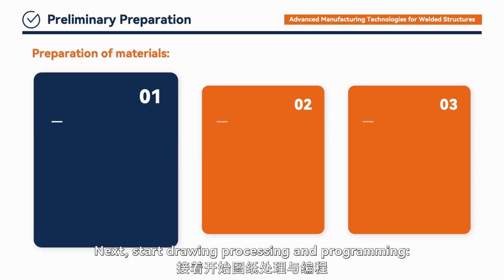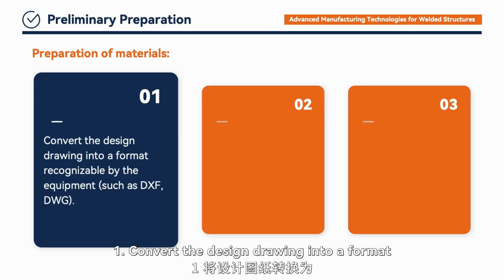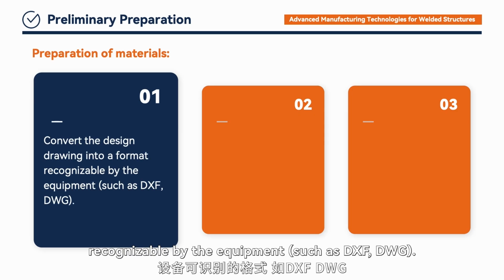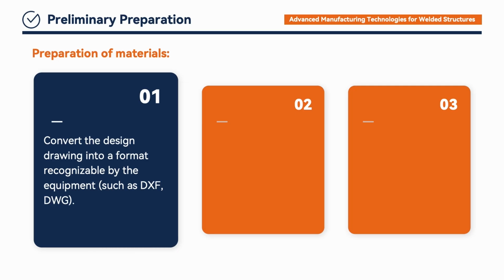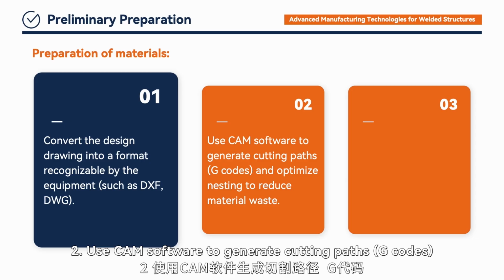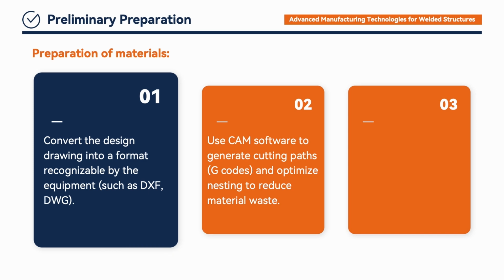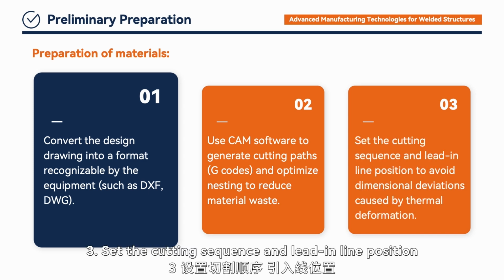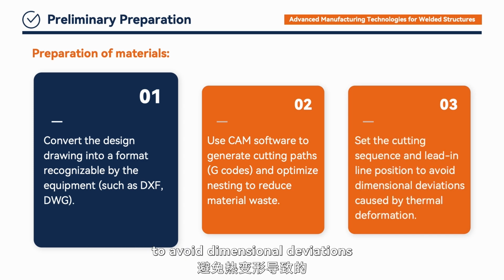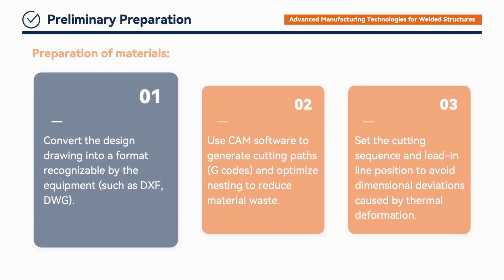Next, start drawing, processing, and programming. 1. Convert the design drawing into a format recognizable by the equipment, such as DXF, DWG. 2. Use CAM software to generate cutting paths, G-codes, and optimize nesting to reduce material waste. 3. Set the cutting sequence and lead-in line position to avoid dimensional deviations caused by thermal deformation.